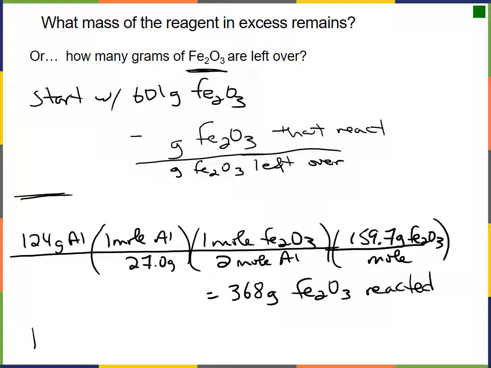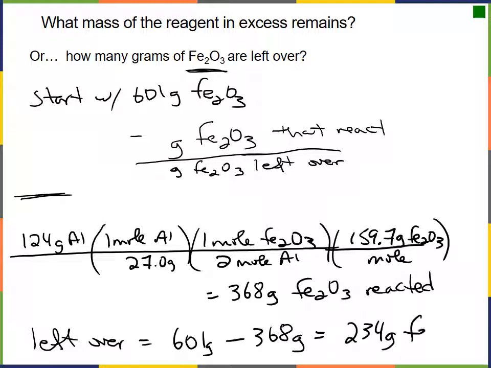So left over is going to equal 601 grams, which is what we started with, minus 368, which is what reacted, to give us left over 234 grams of iron oxide.